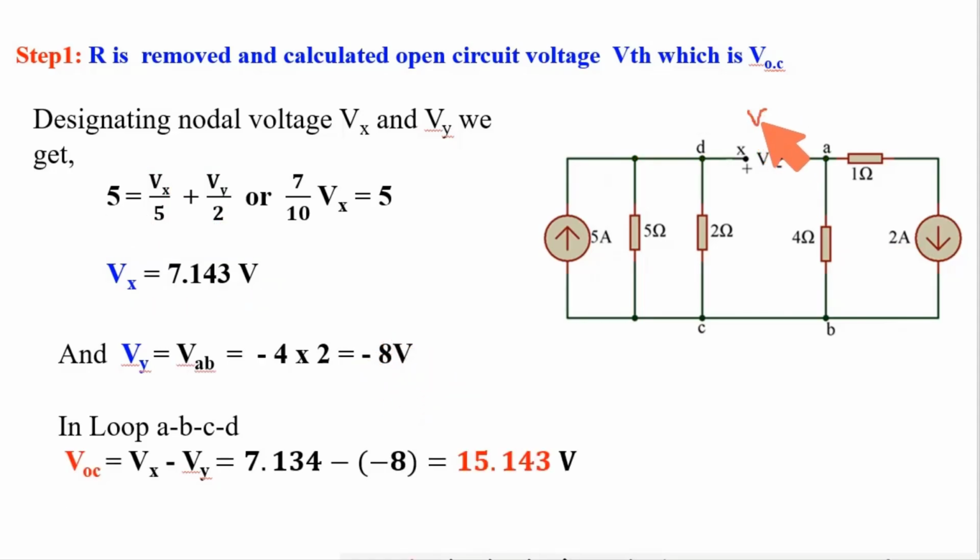Now VOC is equal to Vx minus Vy. Value of Vx is 7.134, minus value of Vy, which is minus 8. Ultimately VOC is 15.134 volt.